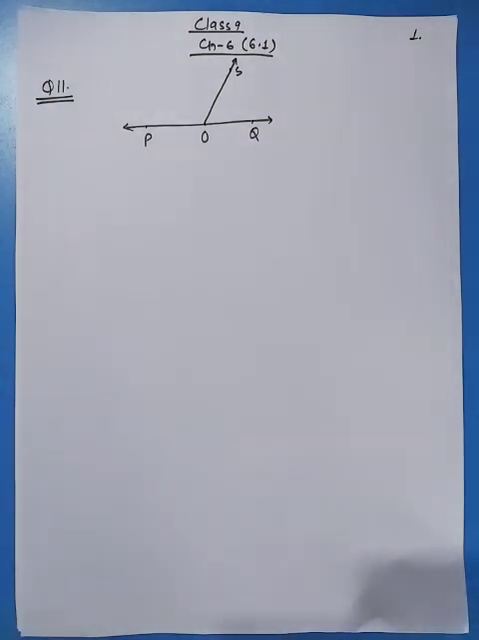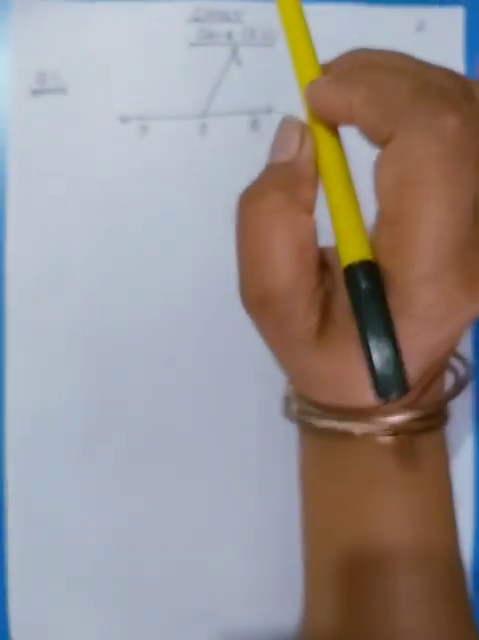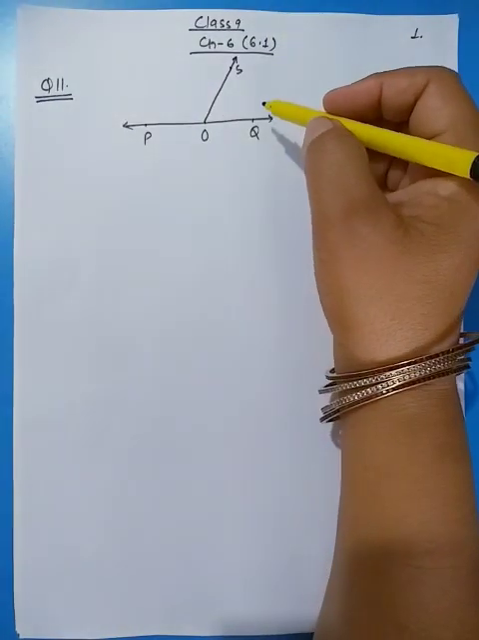Hello students. Today we are going to start from question number 11, exercise 6.1 of chapter 6. In this question, in the adjoining figure, ray OS stands on a line POQ. It means POQ is a straight line and OS is a ray standing on the straight line.